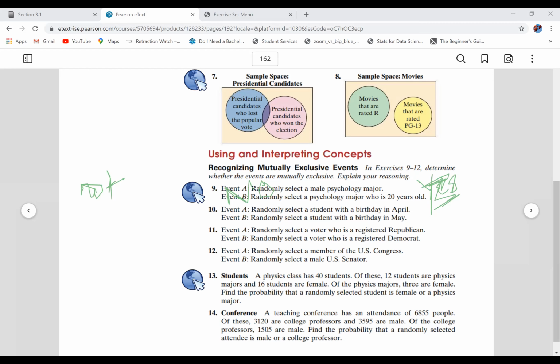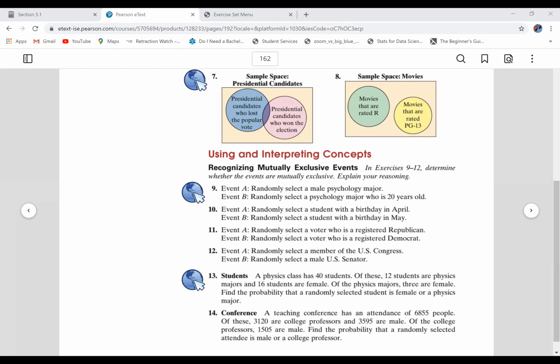Number 10. Randomly selecting the students with a birthday in April, randomly selecting the students with a birthday in May. Is it possible to select the students who happen to have a birthday in April and May at the same time? No, can't. So these events in number 10 are mutually exclusive.